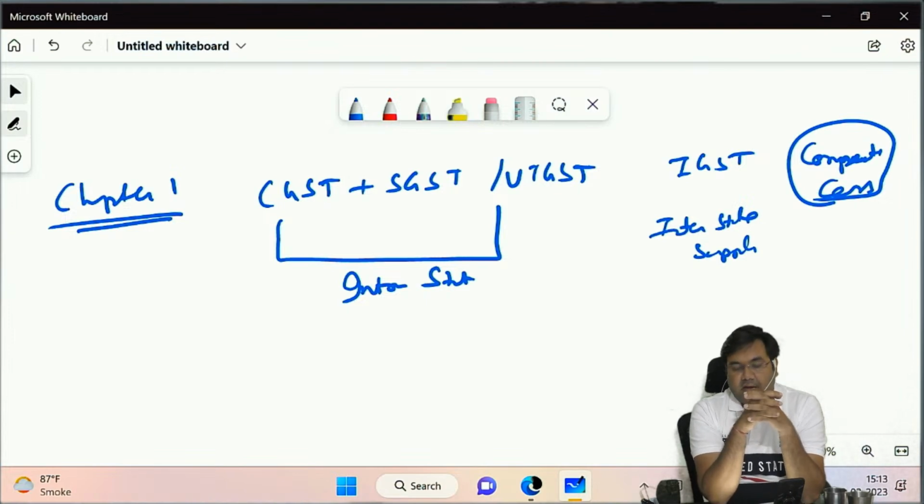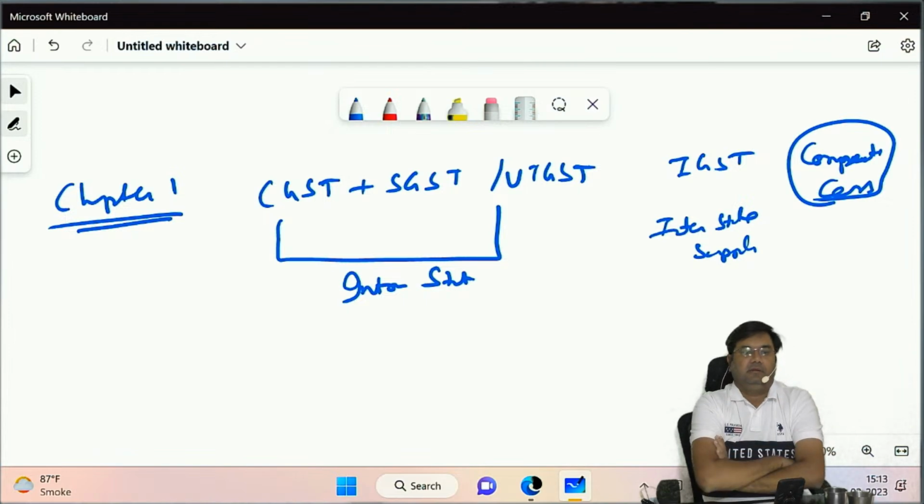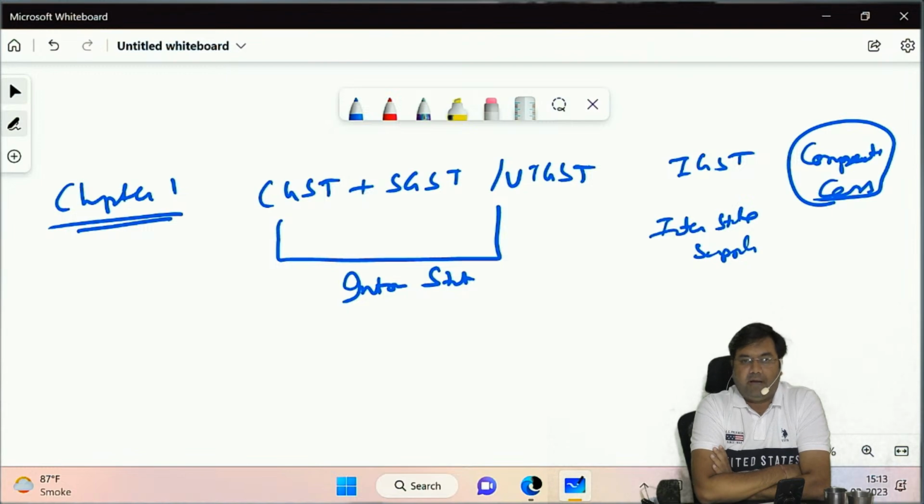Then we discussed Article 279A, GST Council. Remember, council is defined in GST law. So basically, the GST Council is only going to take the decision, but because they do not have the authority of law, on the basis of their recommendation, the necessary provision is going to be passed in Parliament and state assemblies.